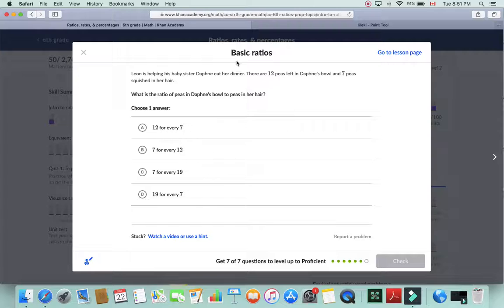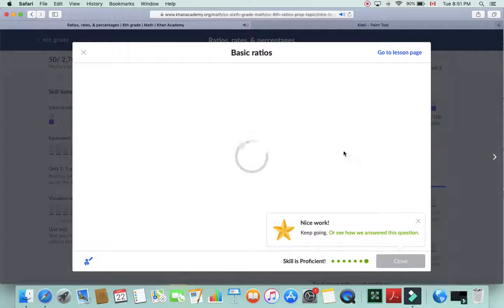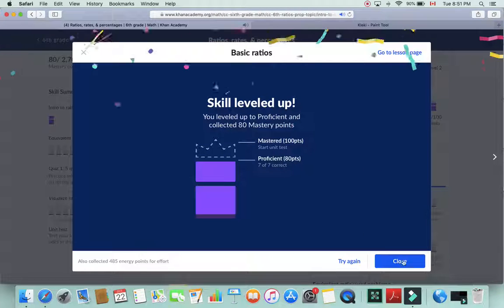Okay, so first of all, how many are in the bowl? There are 12. How many are in her hair? 7. So for every 12 peas in Daphne's bowl, there are going to be 7 peas squished in her hair. Let's go. Yes, we got 100%. Nice.